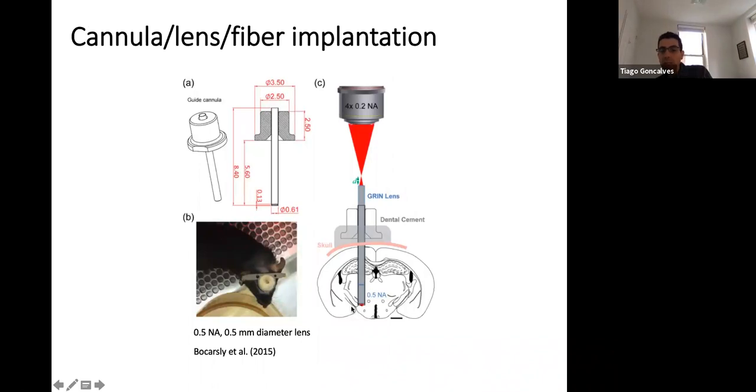And you can go quite deep into the brain, and people say, well, it's a very long rod of glass, but it's only 0.5 millimeters, so it's kind of the equivalent of having an electrode in there or something like that.